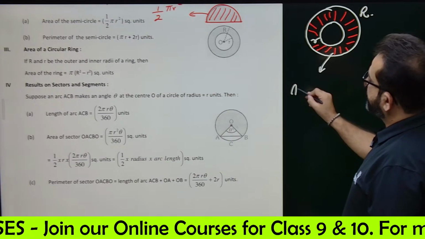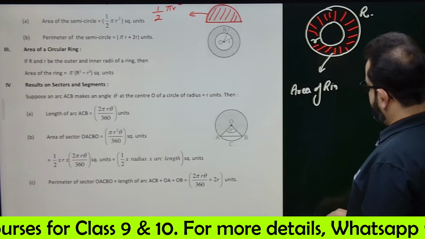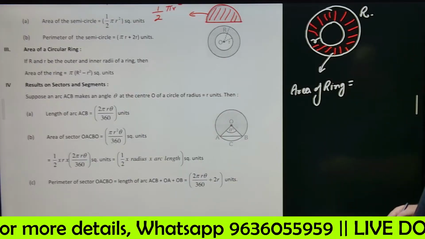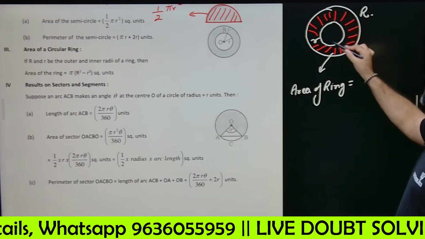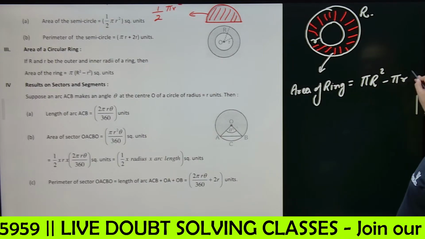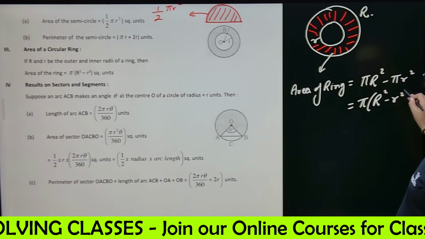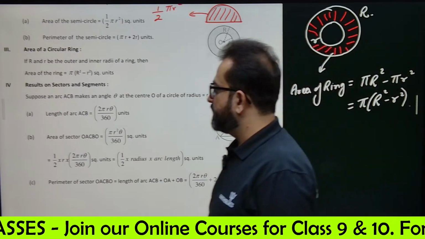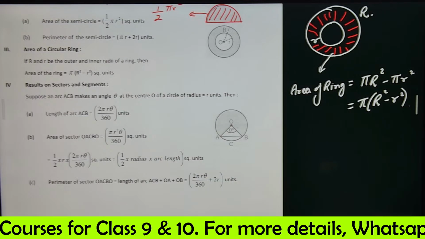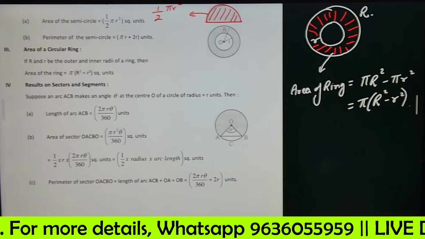Area of ring will be equal to pi capital R square, area of the larger circle, minus the smaller circle. That means pi capital R square minus pi small r square. If you take out pi common, it will be pi times (capital R square minus small r square). Sorted, copy this. Area of the ring will be equal to larger circle minus smaller circle, yes or no? Copy. One minute and start copying.